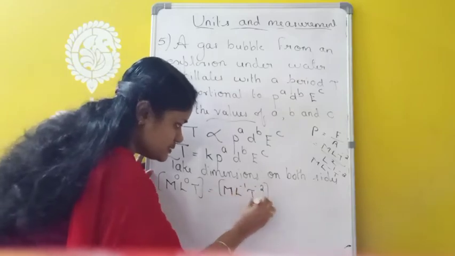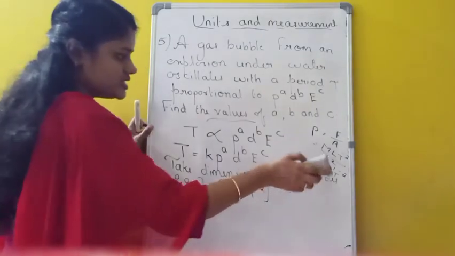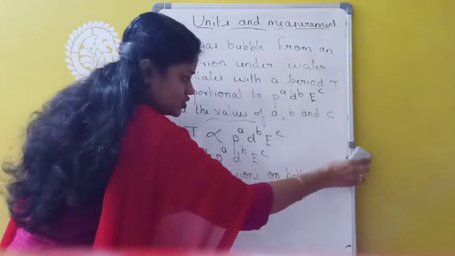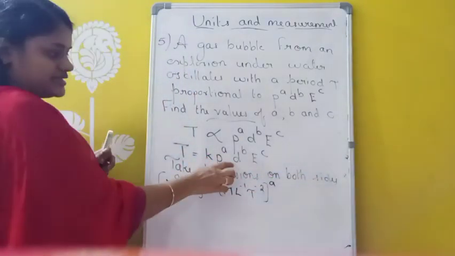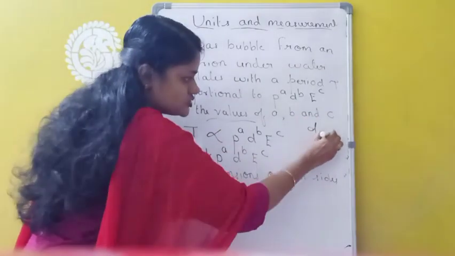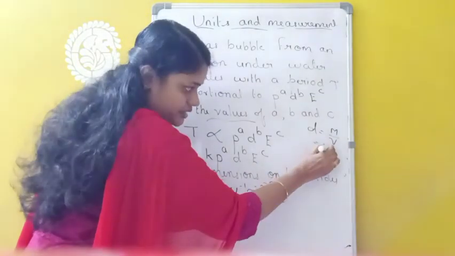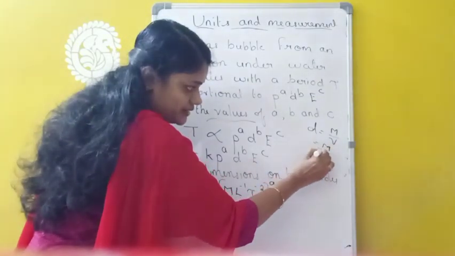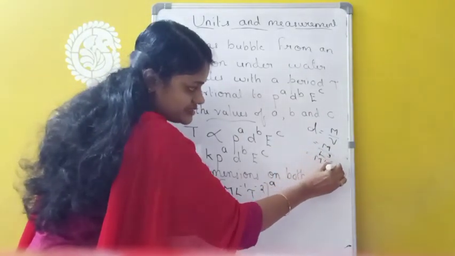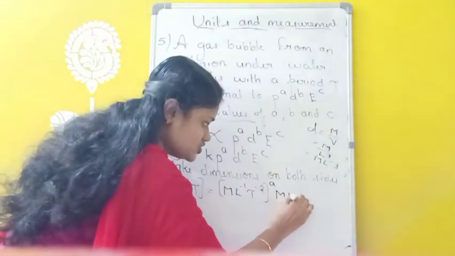So dimension of pressure is M L raised to minus 1 T raised to minus 2, the whole raised to, what is the power here? A. Okay, so we got the dimension of pressure as how much? M L raised to minus 1 T raised to minus 2. Okay. Then next is density. Density, what is the formula? Density equals mass by volume. So mass dimension is how much? M divided by what is the dimension of volume? L cube. That means we can write as M L raised to minus 3. So dimension of density is M L raised to minus 3.